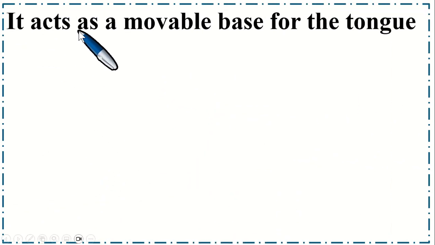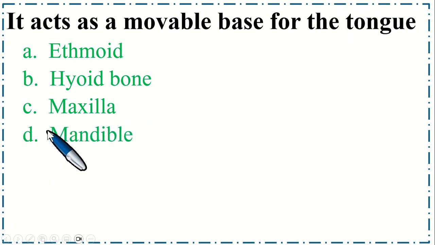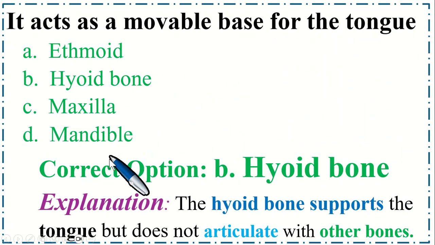It acts as a movable base for the tongue: option A, ethmoid; B, hyoid bone; C, maxilla; and option D, mandible. So the correct option is B, hyoid bone. The hyoid bone supports the tongue but does not articulate with other bones.